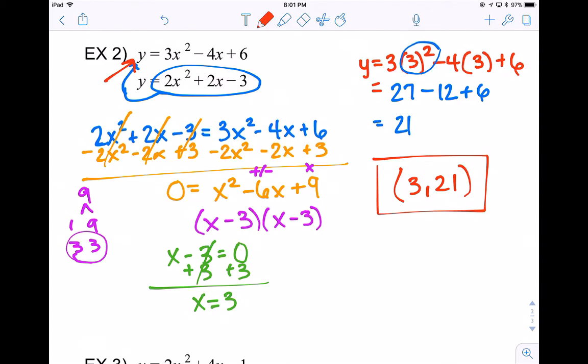That is the only answer this time because they happen to be meeting at their vertices.